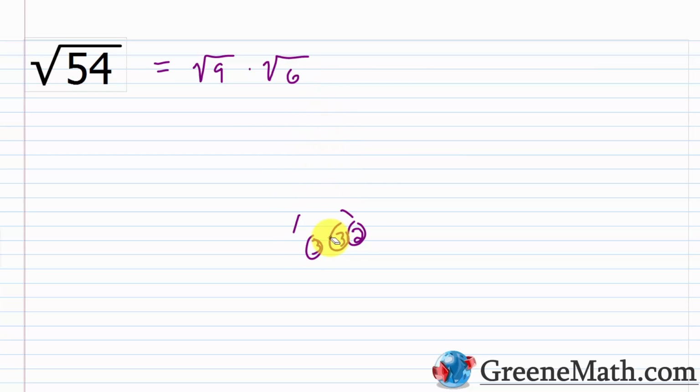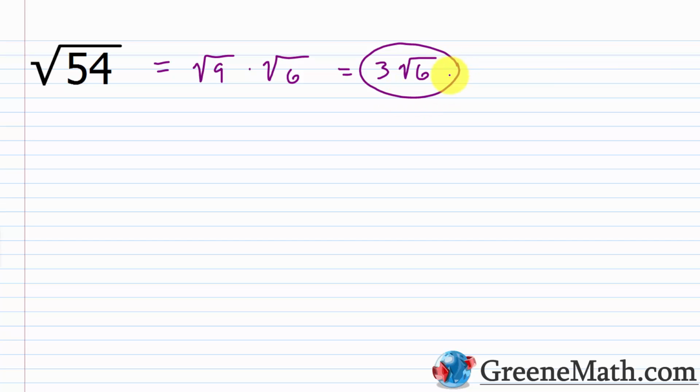Let me erase this, get this out of the way. And we know the square root of 9 is 3, so we're just going to write that. So this is 3 times the square root of 6. Again, square root of 54 and 3 times the square root of 6 represent the same number. It's just that 3 times the square root of 6 is considered simplified.